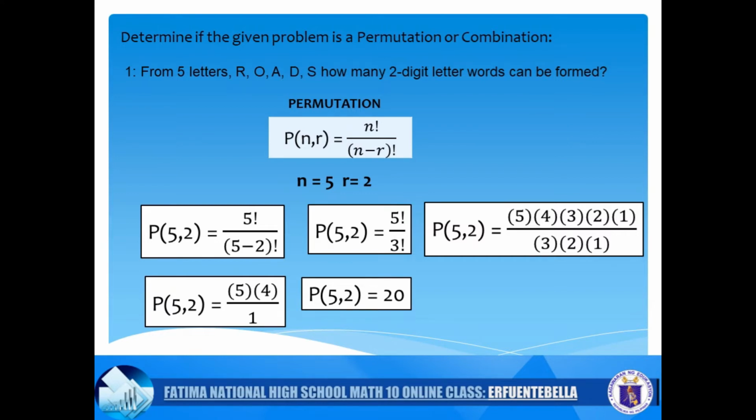So that is permutation, class, because if we arrange, for example, R and O, the first choice is R, the second is O, and then we arrange again, the first choice is O and R is the second choice, so that is OR. So RO is a different arrangement from OR. So that is permutation.